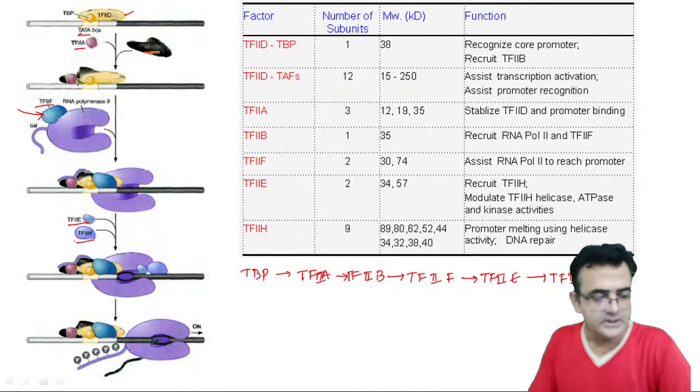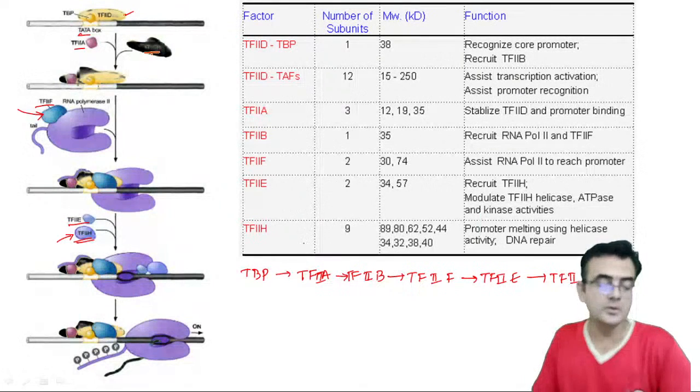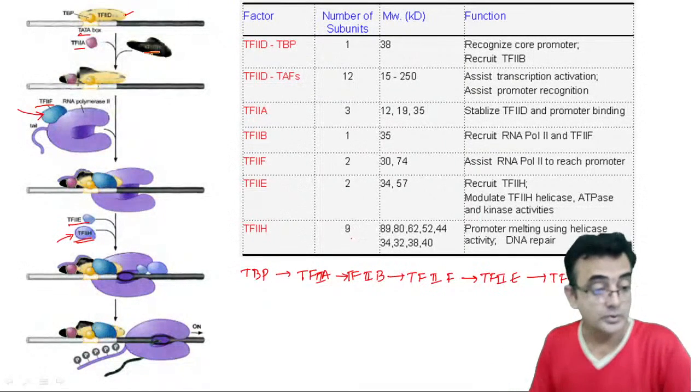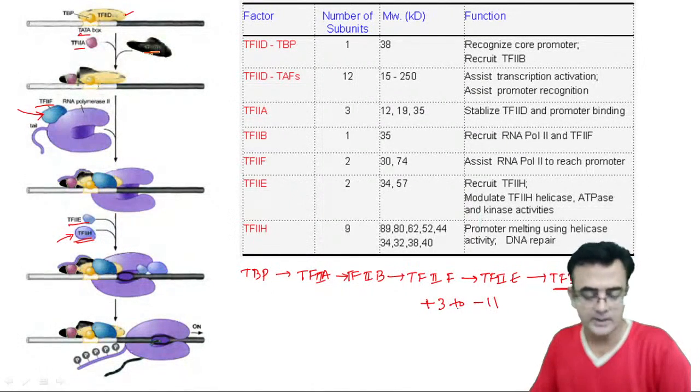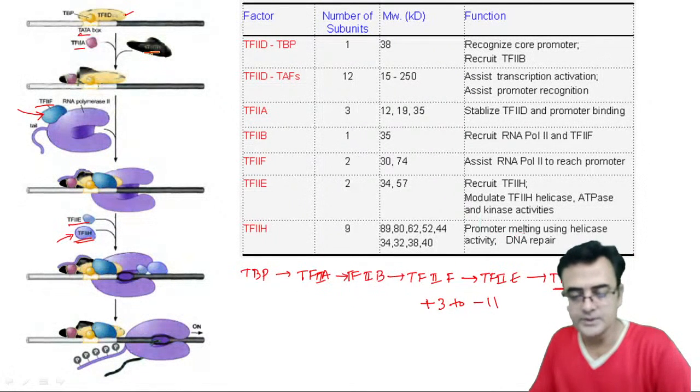then TF2H. Here it is shown as a small protein, but believe me friends, this is a very large protein actually, almost equal to the size of RNA polymerase 2. TF2H comes at last. When TF2H comes, the promoter site where the entire complex has been bound starts melting. We know that approximately 14 base pairs melt there, from plus 3 to minus 11. Once melting takes place, the template strand as well as the non-template strand are formed, and according to the template strand, RNA synthesis takes place.